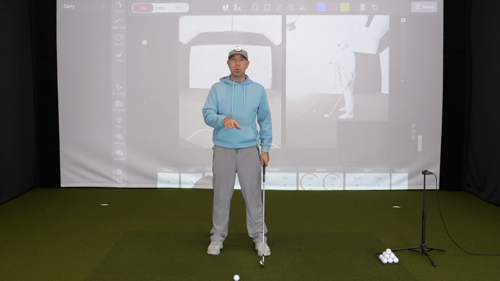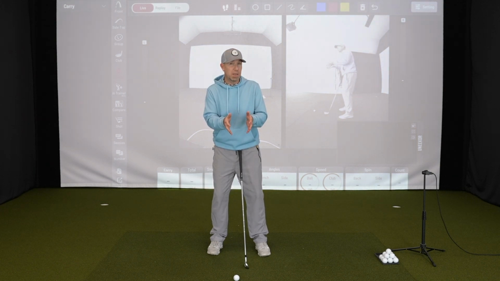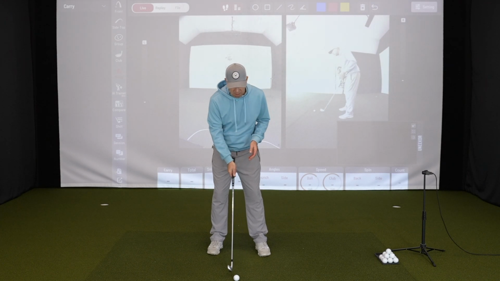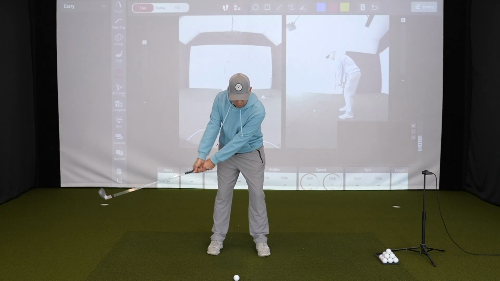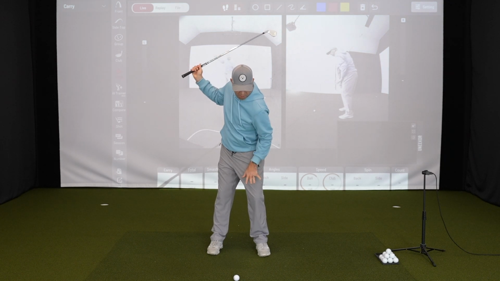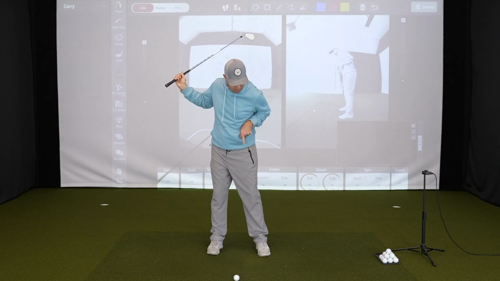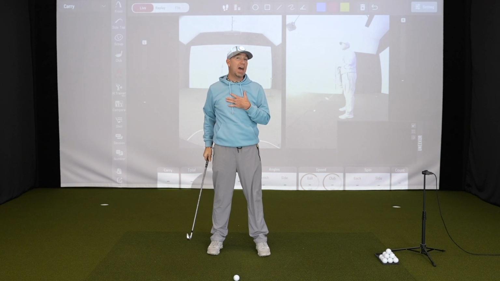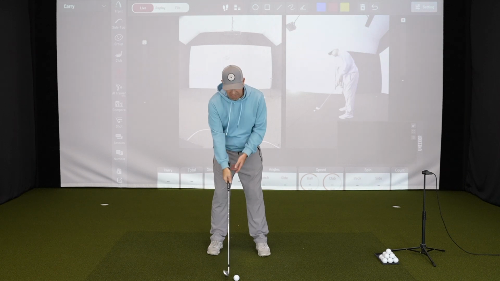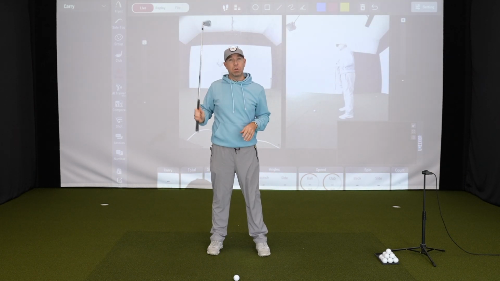So that's why I go to this is where it has to be. But again, we're never going to perfect anything, but if we're close to where we need to be, we're going to be better off. So as that club goes back and I create rotation in, I want to feel pressure going into the lead side. So pressure is working down. I refer to that as the fall. So as I get to the top of the swing, I'm falling into the ground.